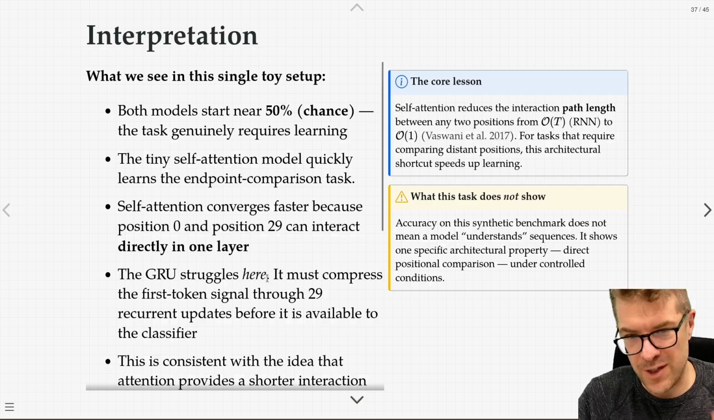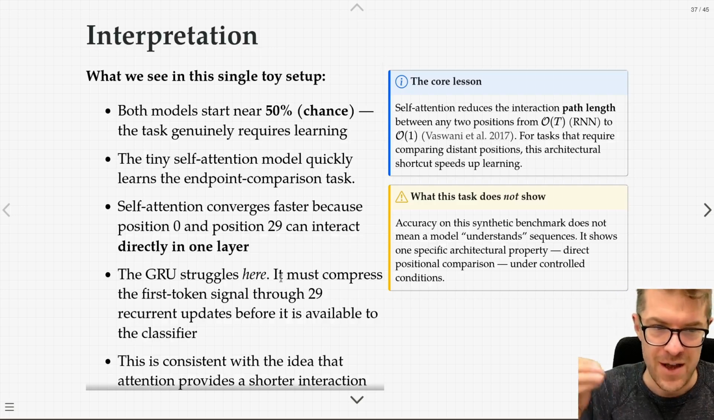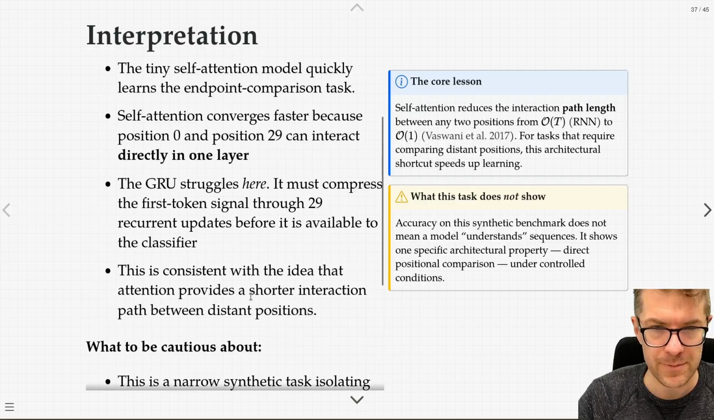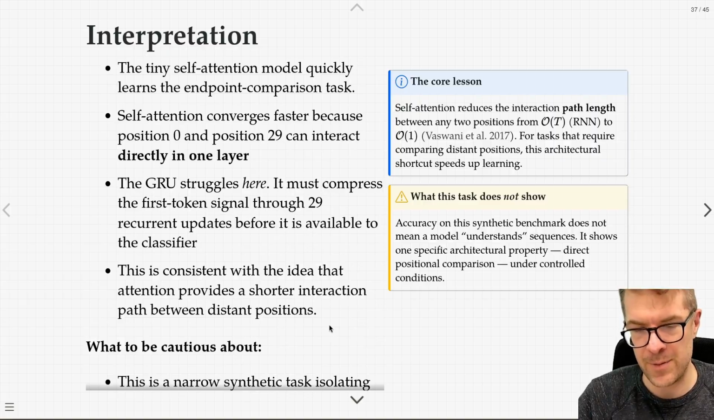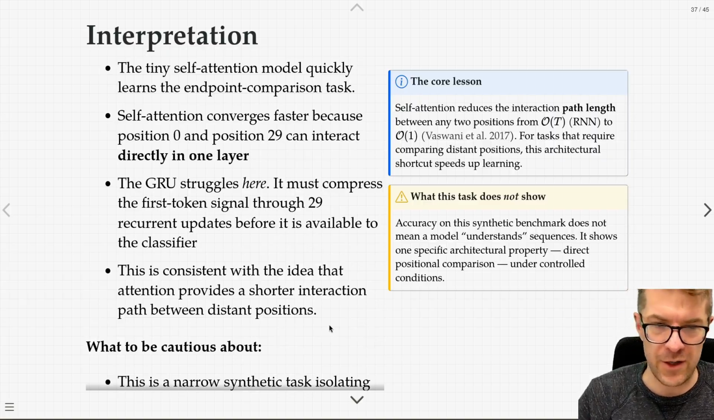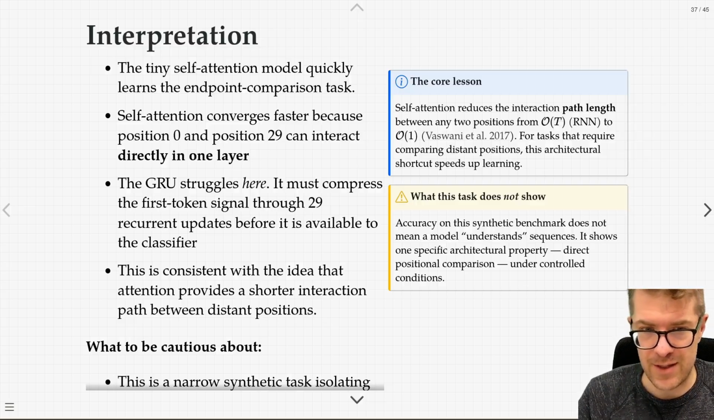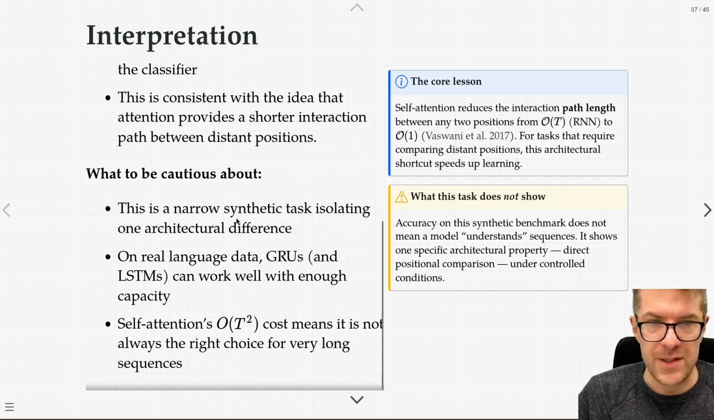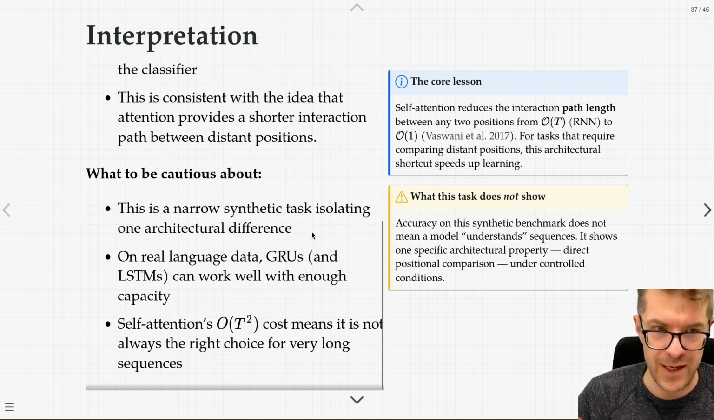The GRU struggles in this particular example because it has to compress the first token's information or signal through all of these recurrent updates, so it has the challenges we talked about before. This is consistent with the idea that GRUs, LSTMs, or RNNs generally are especially good for short interaction paths, but the longer things get, the harder it is to maintain these long-term dependencies.